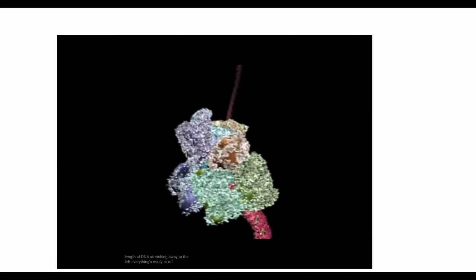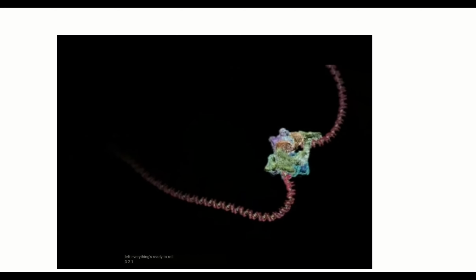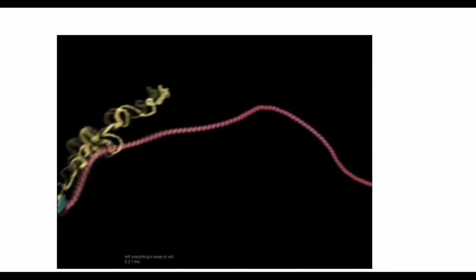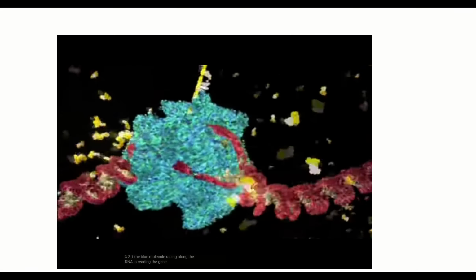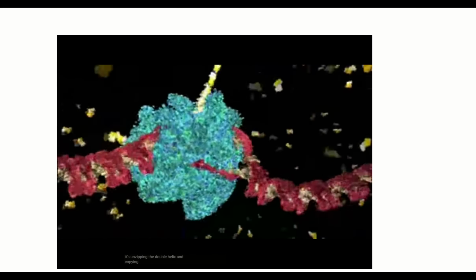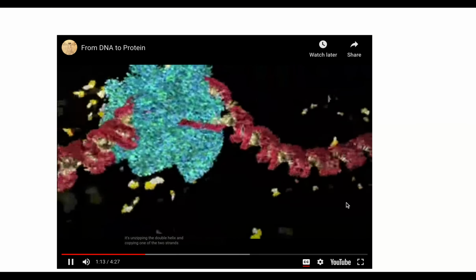Everything's ready to roll. 3, 2, 1. The blue molecule racing along the DNA is reading the gene. It's unzipping the double helix and copying one of the two strands.